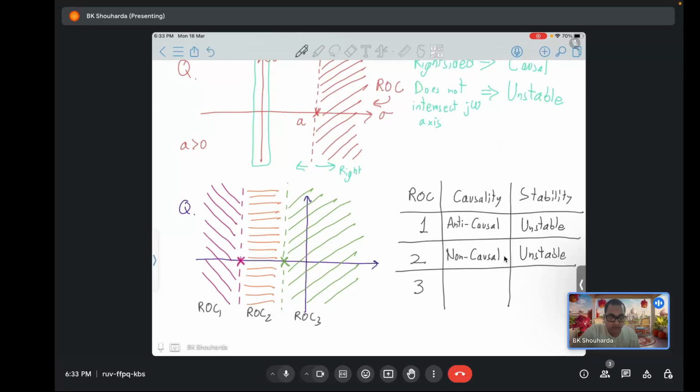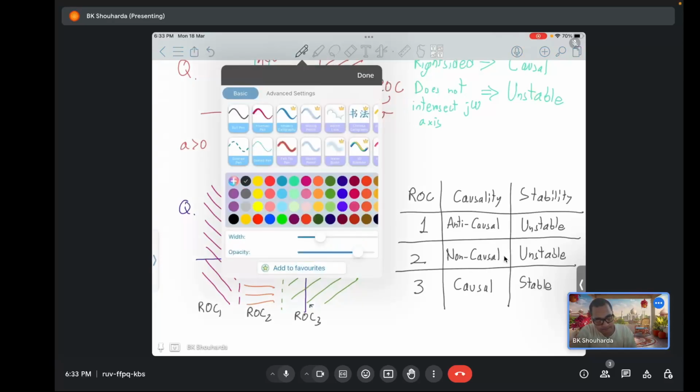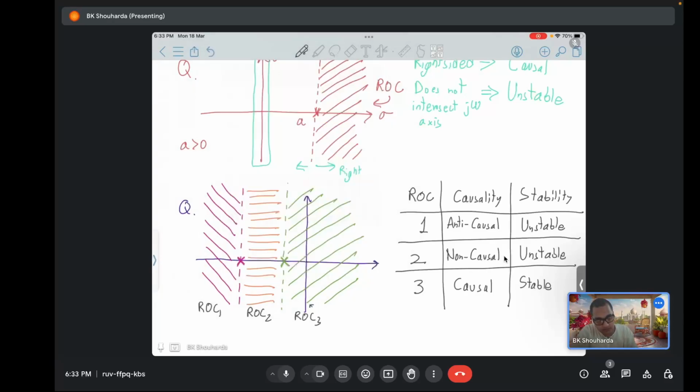Now let's look at ROC3. ROC3 is right sided, so it's causal. And if we look at the stability, it does include the j omega axis over here, so it's obviously stable. Okay, and you can even solve cases where the j omega axis is over here.